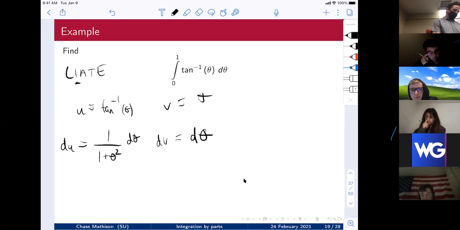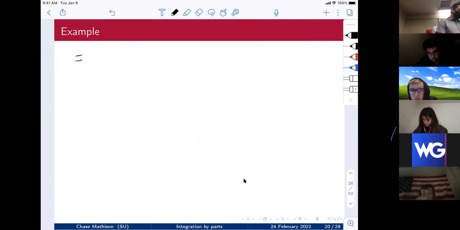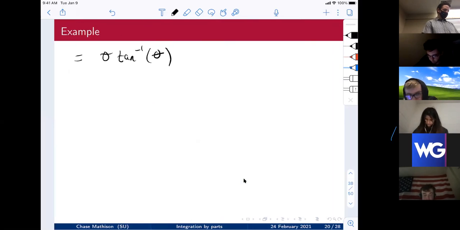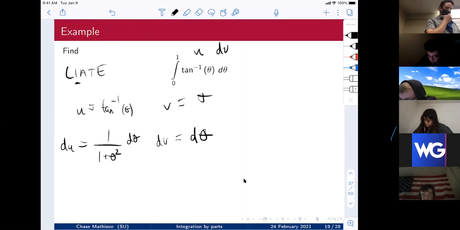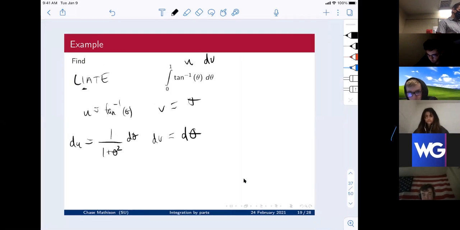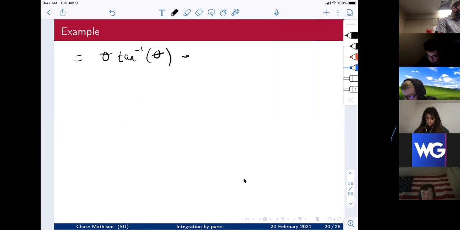So let's plug this in. We've got the integral of, this is u, this is dv. Well, this is going to be equal to u times v, so theta times the arctangent of theta. Come on, there we go. I really shouldn't have used the theta, but say love you. And then minus the integral of v du, minus the integral of theta over 1 plus theta squared d theta.